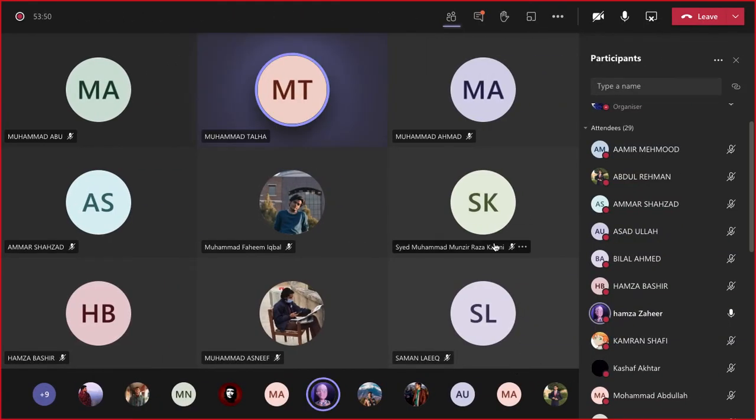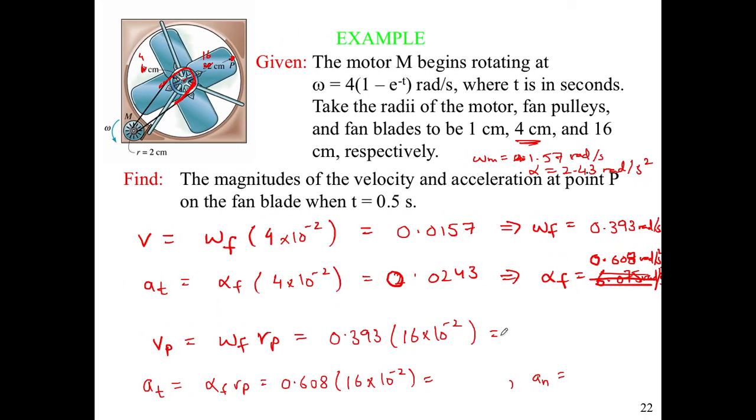Yes, ma'am, I can hear. आवाज आ रही है? फिर ये कोई जवाब क्यों नहीं मुझे मिल रहे? Ma'am, AT 0.097 है. Thank you. और AN?